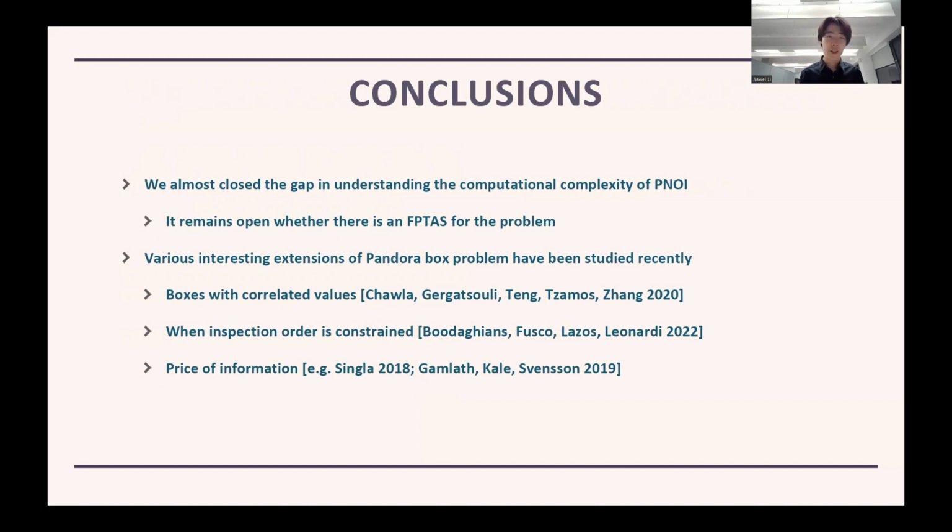So in summary, we almost close the gap in understanding the computational complexity of POI, right? On the one hand, we show that getting an exact optimal policy is NP-hard. On the other hand, we show that we can get a 1 minus epsilon approximation for any constant epsilon. One remaining problem is whether we can get an FPTAS, because our algorithm's dependence on epsilon is exponentially worse, so it's not practical at all.